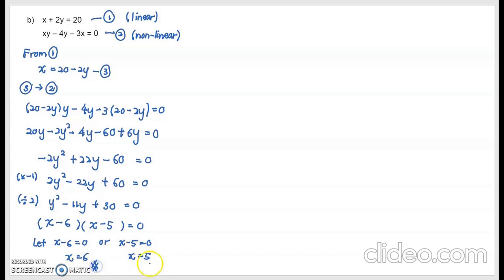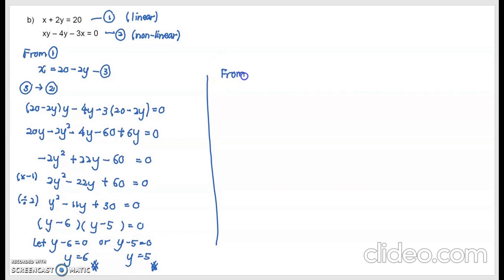Now you have the value of x. You need to find the value of y. Sorry, here is y. This is the value of y, because this quadratic equation is in terms of y. So here supposed to be y, not x. So now you already have the value of y. We try to find the value of x.